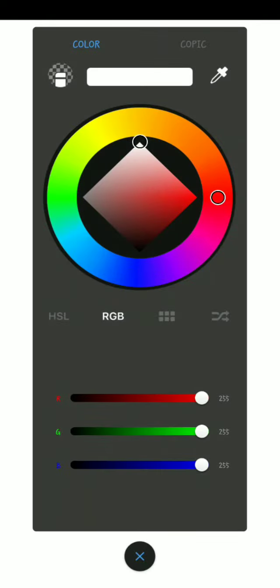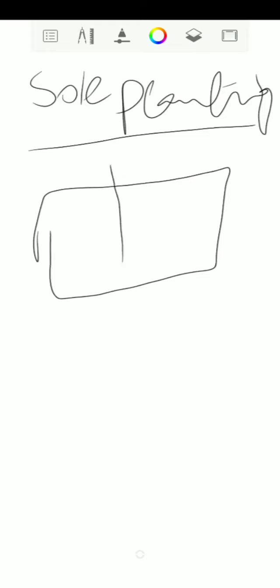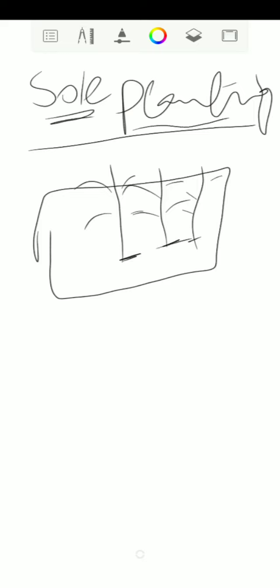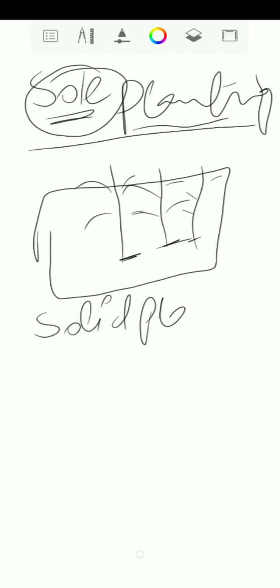So here it goes. First of all, the first type is sole planting. So what is sole planting? Sole planting refers to the cultivation of a single plant. For example, we have a land and you are growing only one kind or one variety of crop. This is referred to as sole planting. It's also called solid planting.